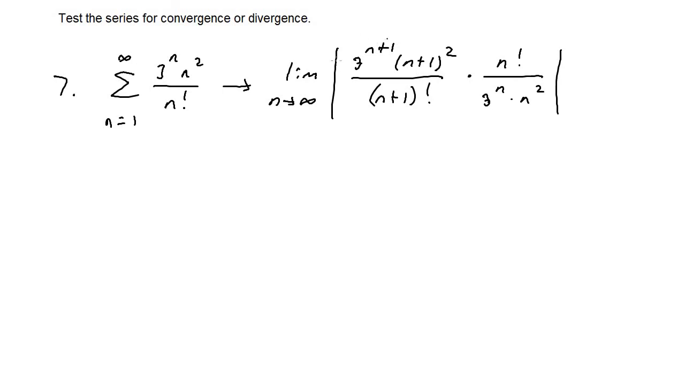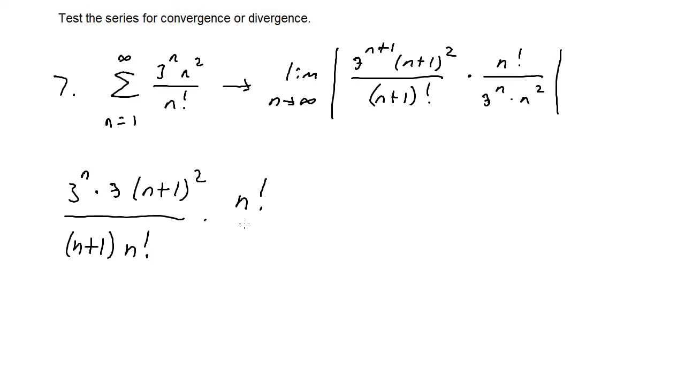So starting off with the numerator of the left fraction here, 3 to the n plus 1, I can separate that using properties of exponents once again into 3 to the n times 3 to the first, or just 3. And then we obviously have times n plus 1 squared, I'll leave that alone, over n plus 1 factorial, which I can expand as n plus 1 times n factorial. And then we have times n factorial, I'll just leave it as it is, over 3 to the n times n squared. So now realize that 3 to the n's will cancel, the n factorials will cancel.